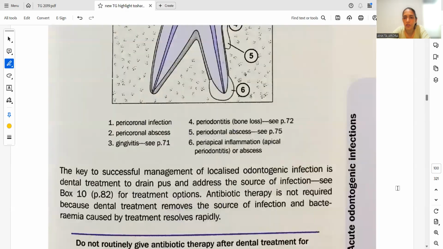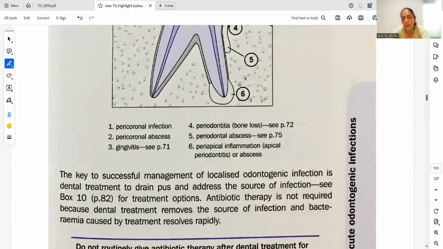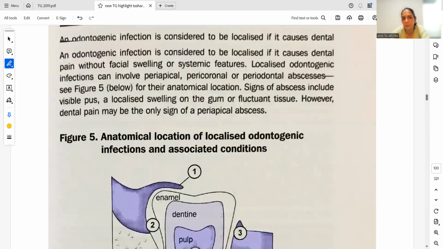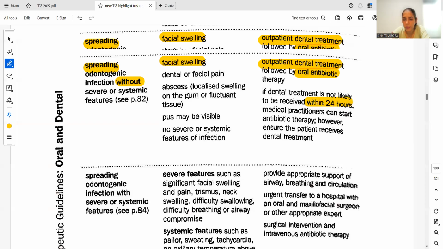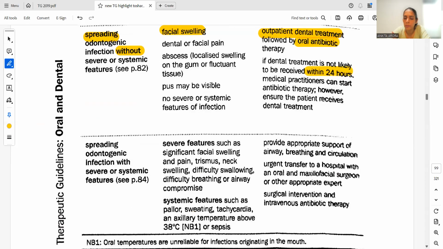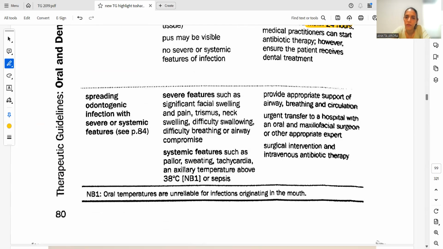By ensuring that the patient receives dental treatment, it means contact the patient, contact the person you have done the referral to, and check whether the patient has approached there and got the extraction done or root canal access opening done.